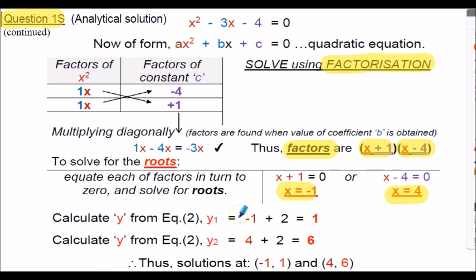And to find the value of y1, I simply put the value of x1 into equation 2 in this case. So that evaluates to a y1 of 1. And to find the y2, I'm using the linear equation again, put the value of x2 into the equation, evaluates to a y of 6. So we can now see we've got the same solutions as that from the graphical method. Negative 1, positive 1 for one solution, and positive 4, positive 6 for the second solution.